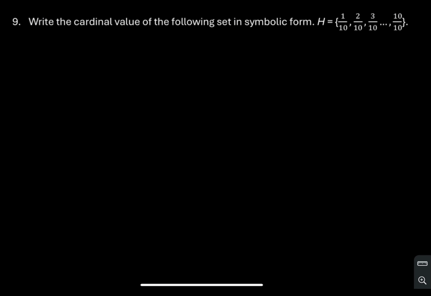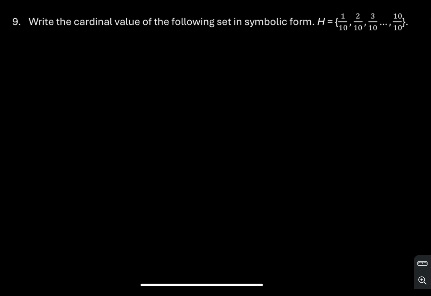So for this ninth problem, it says write the cardinal value of the following set in symbolic form. Set H is equal to 1/10, and then 2/10, and then 3/10, and then it goes on to 10/10. Now, you can see that it has a pattern. The numerator starts at 1, and then it adds 1 to the previous number, and so on. Or it just counts. It goes 1, 2, 3, and then all the way up till 10. So we can write out that set.